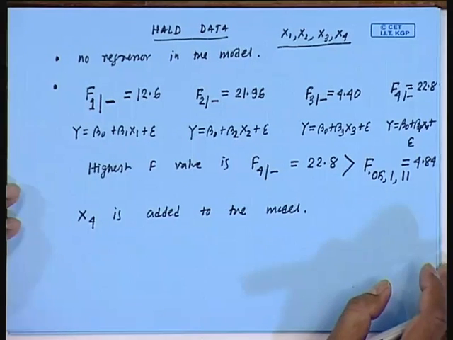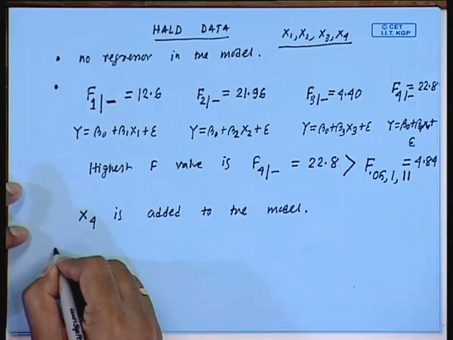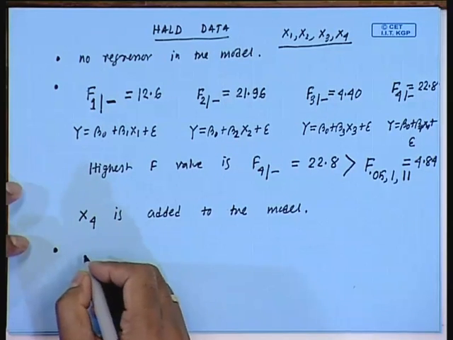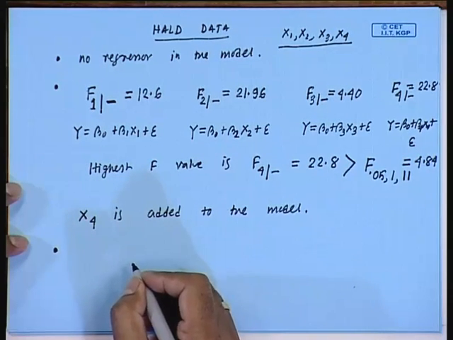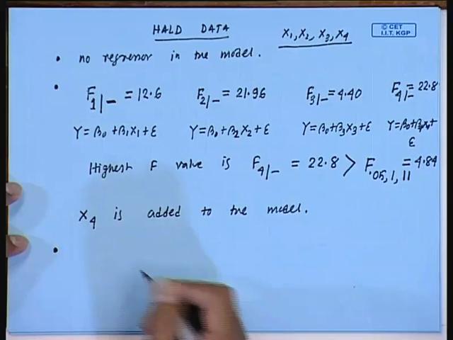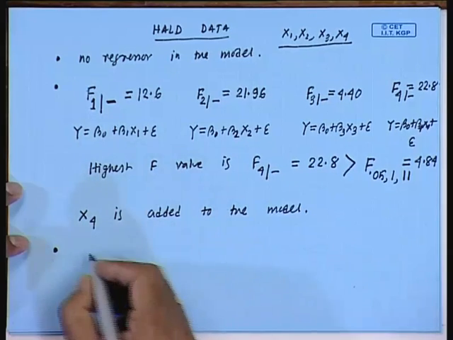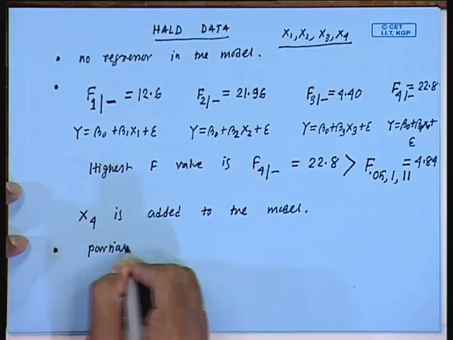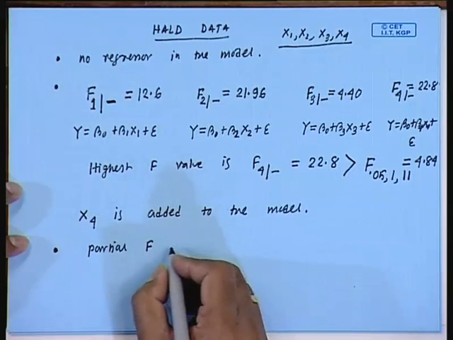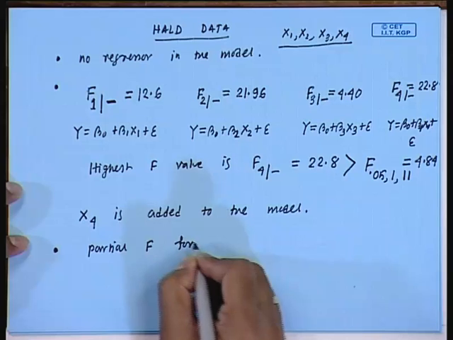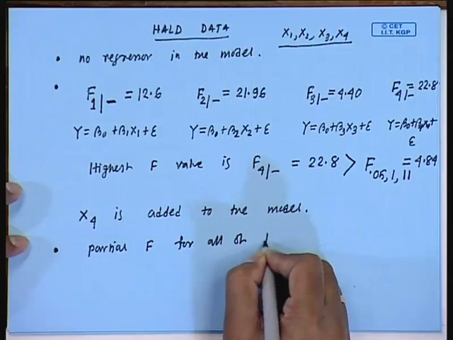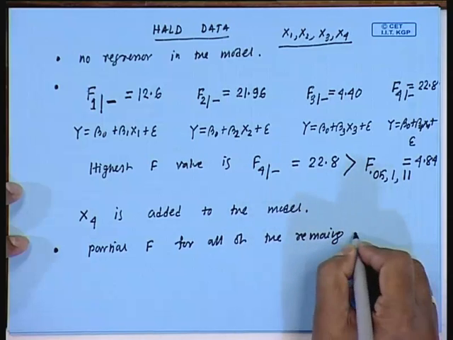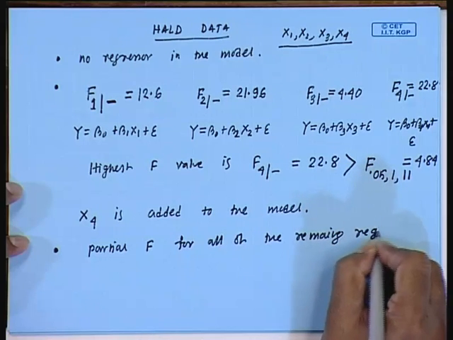Now, the next thing is that we compute the partial F statistic for all of the remaining regressors in the presence of X4.